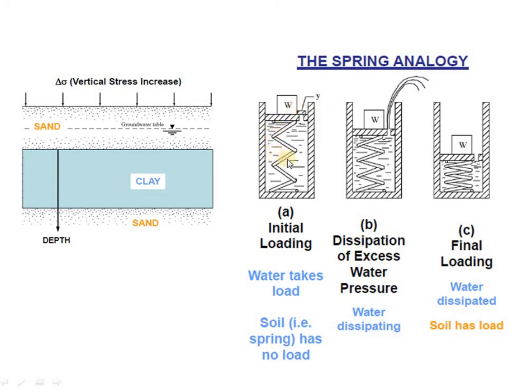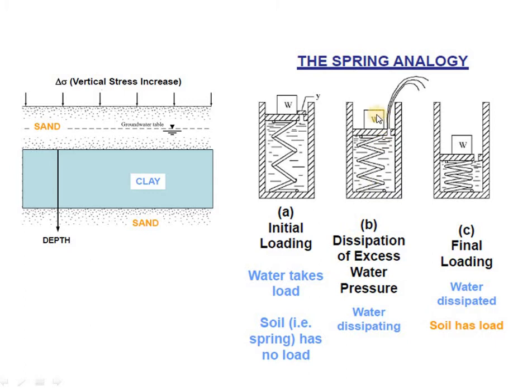So initially you consider that this is the layer of soil, and this is the soil, this is the water, and if you apply loading here, then what will happen? With respect to the loading, the soil will try to compress. So the first condition, when you are applying the initial load, water takes the load. Soil is the spring, hence it has no load.